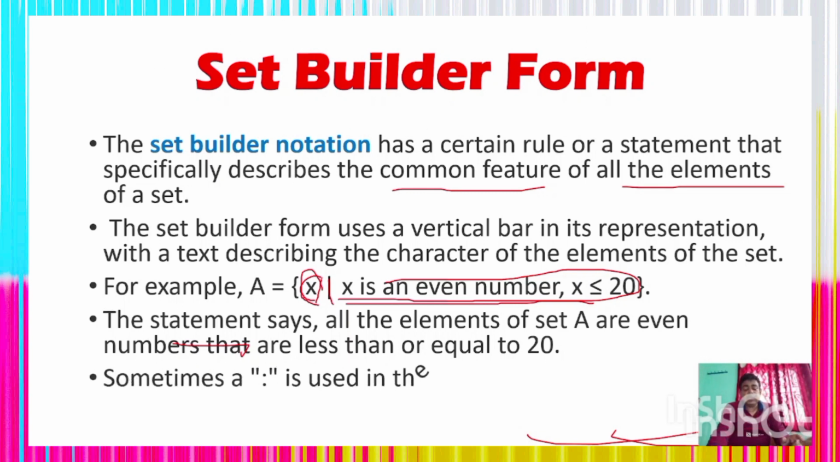Sometimes we can use a semicolon instead of the vertical bar. The symbol is known as "such that". We read it as: the set A is equal to x such that x is an even number, x less than or equal to 20. The semicolon and the vertical bar are both read as "such that". How to read the set is very important.